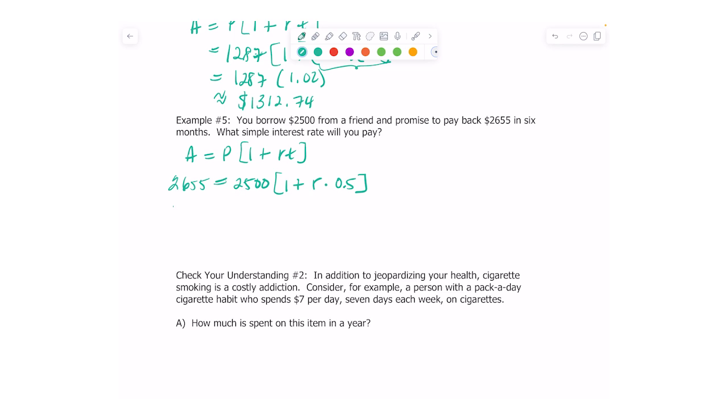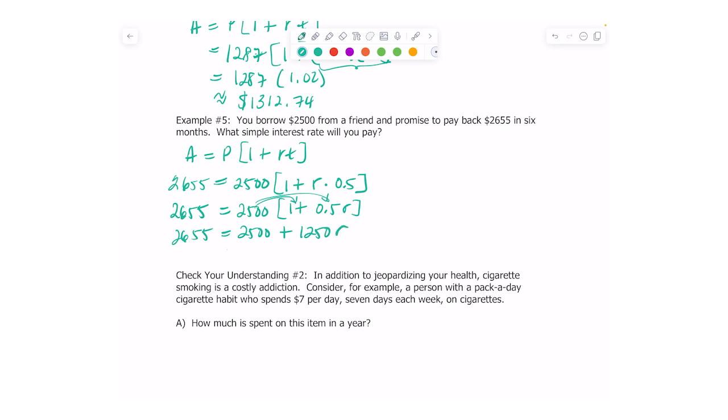Okay, so now I'm going to multiply through, and I get 2655 equals 2,500. Now on the inside here, if I break this down, I have 2,500, and then I've got 1 plus 0.5R. So you're going to have to distribute the 2,500 to each of those. So of course you would get 2655 equals 2,500 times 1, which is 2,500, and then plus, and then half of 2,500 is 1,250, and then R.